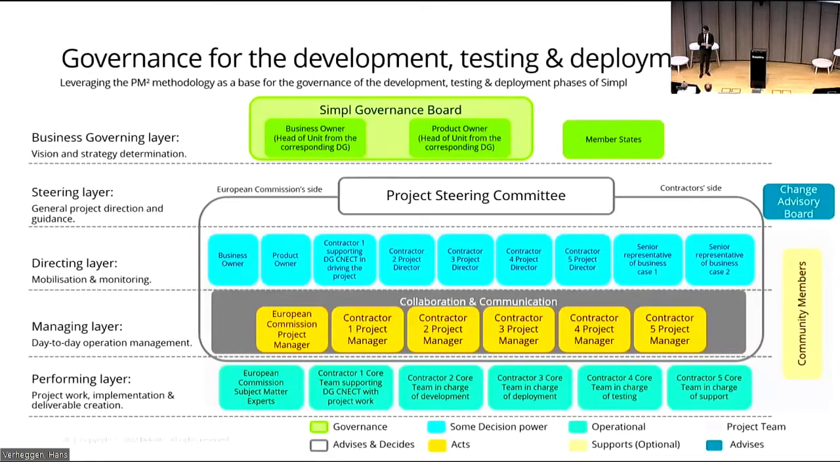Next to it, on the same layer, we have the member states. The member states advise the Simpl governance board, but in collaboration with the Simpl governance board, they set up the strategic objectives for the project. The layer under it is the steering layer, which is general project direction and guidance. Here we have the project steering committee. The project steering committee steers the project in a more operational aspect and reviews critical incidents. It also reviews issues and risks related to the long-term development of the project. Next to it, we have the Change Advisory Board.